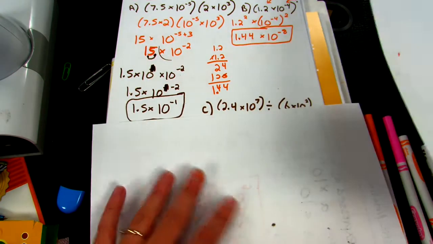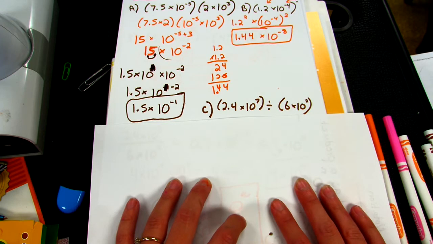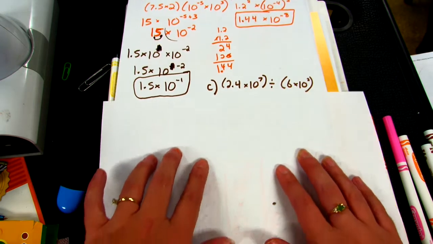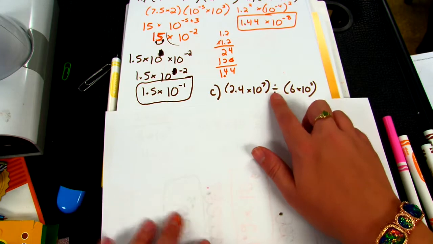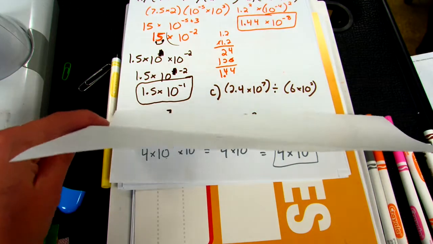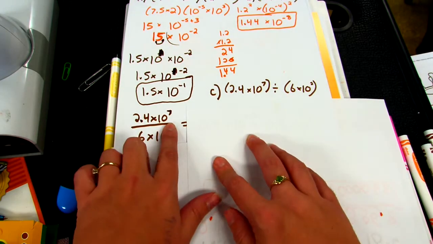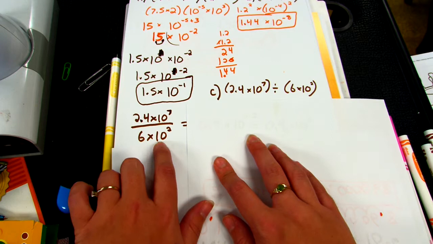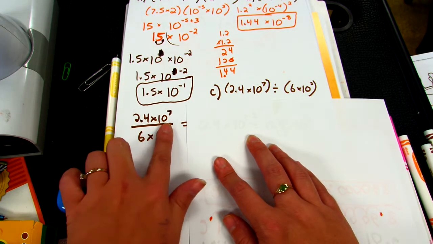Okay, so now let's do part C. And part C is division. 2.4 times 10 to the 7th divided by 6 times 10 to the 2nd. So this is where you have to know that division is really a fraction, right? So when we rewrite this, we can rewrite this as 2.4 times 10 to the 7th over 6 times 10 to the 2nd.